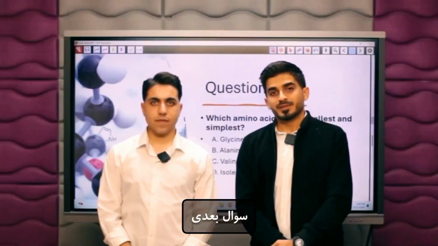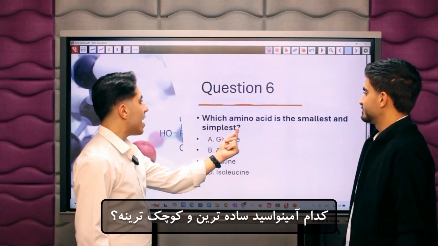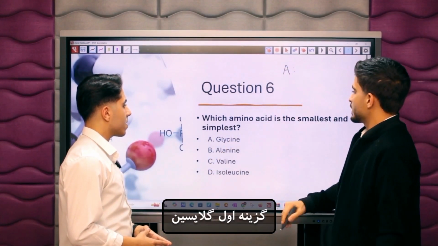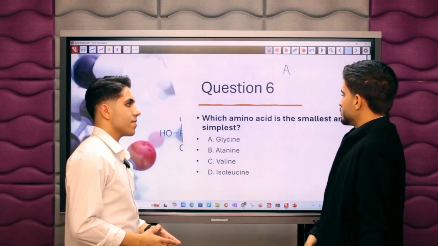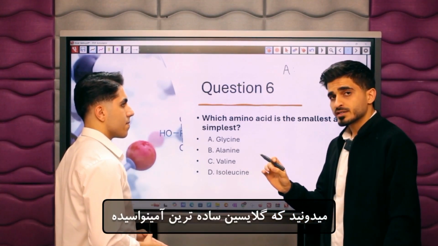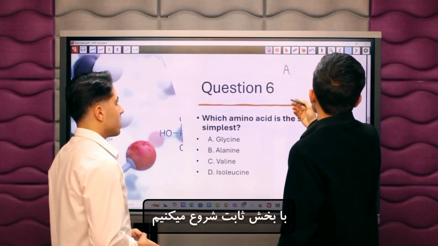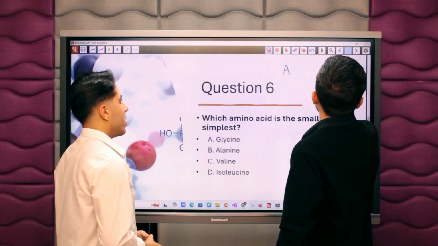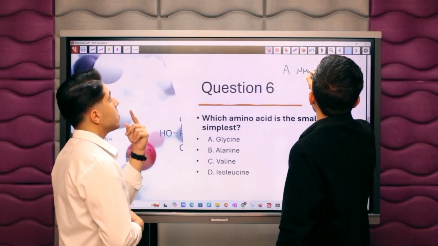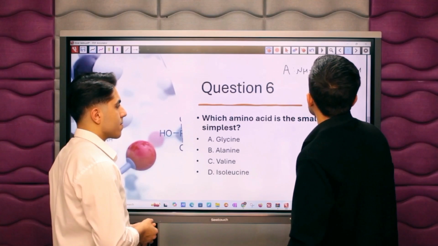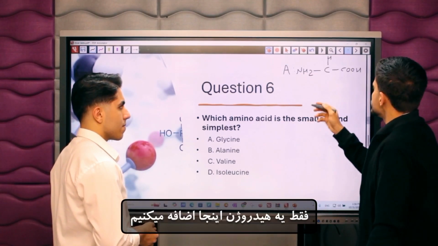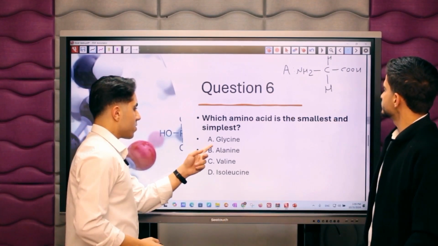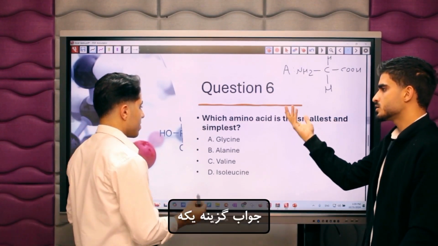Next question. Which amino acid is the smallest and the simplest? Option A is glycine. You know that glycine is the simplest amino acid. Let's draw it. We start with constant part. COOH, amino group, hydrogen. We just add H here. Cool. So up to now, option A is the answer.